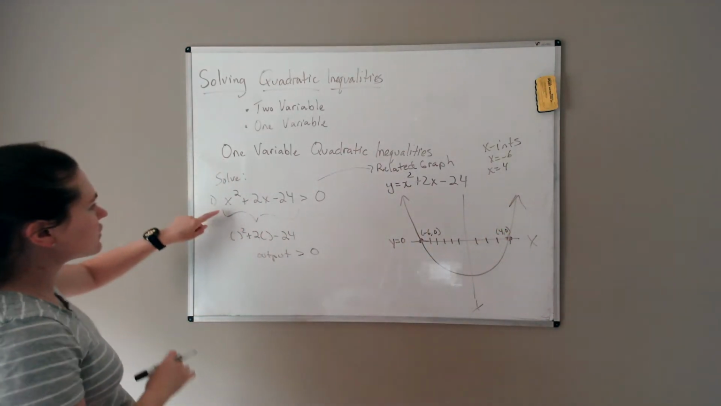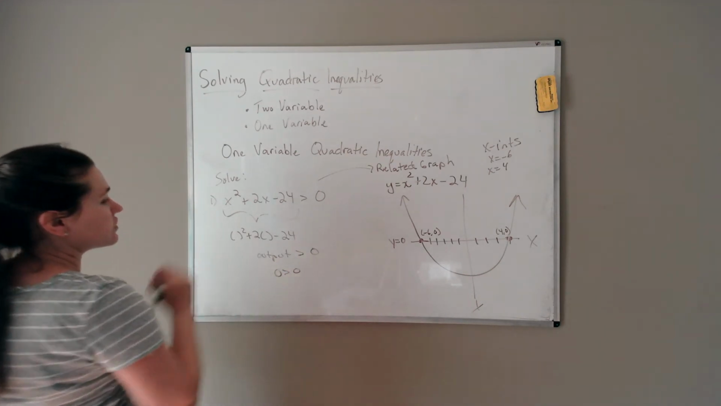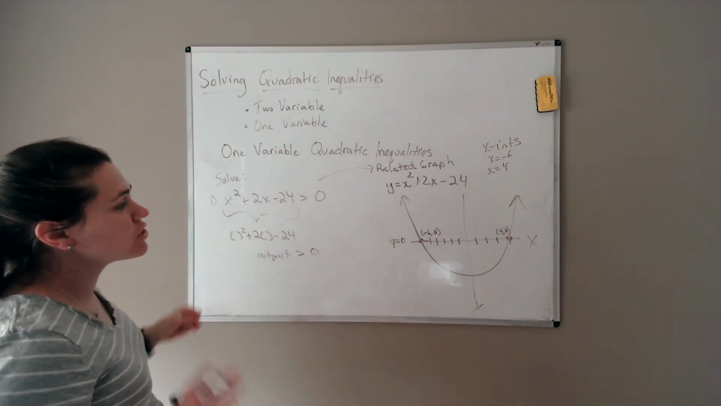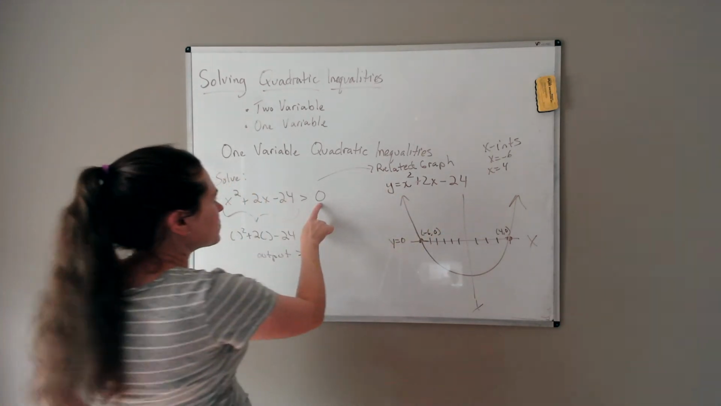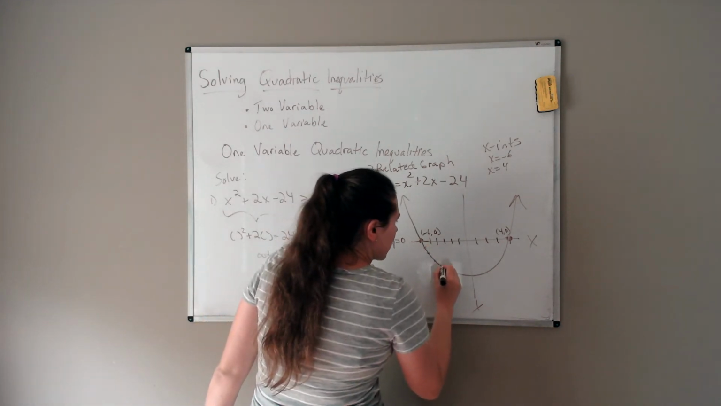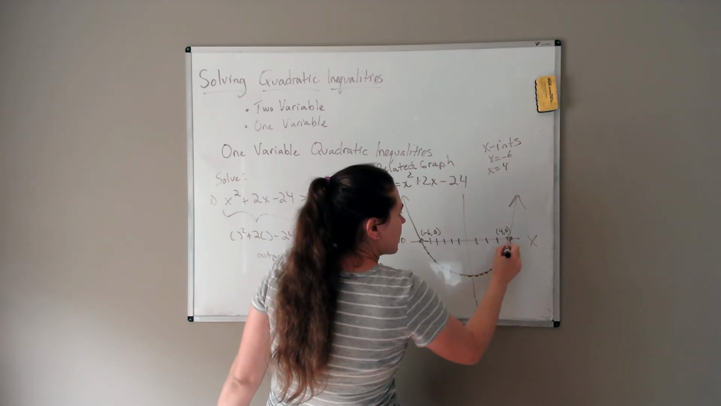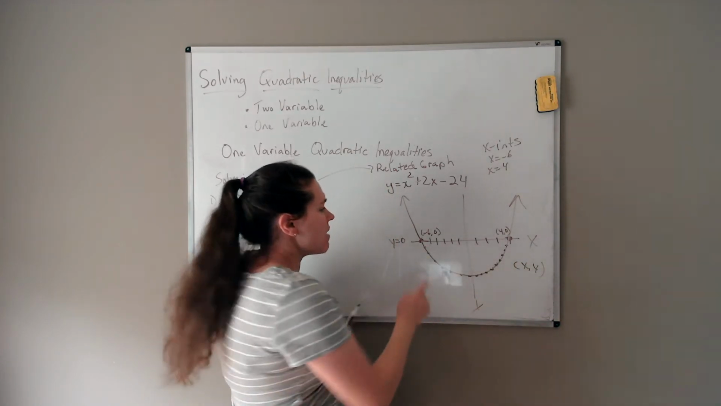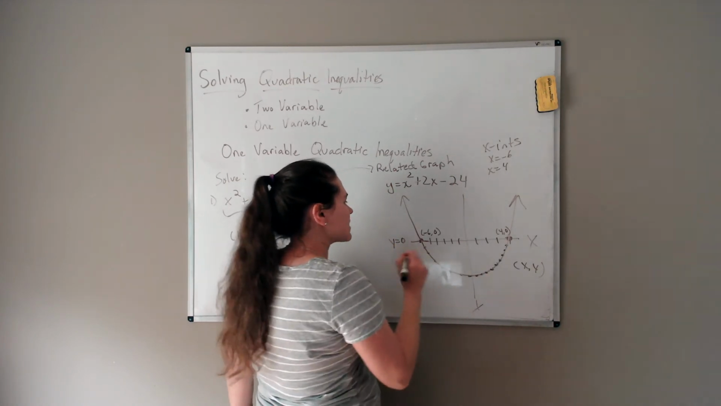If I plug in negative 6, I would get 0 is greater than 0. If I plug in 4, I would get 0 is greater than 0. They're obviously not going to be part of the solution, but this is what I'm trying to get at. If you look at the graph, all of these coordinate points in here have an x and a corresponding y. Every single one of these coordinate points, the y coordinate is going to be negative.